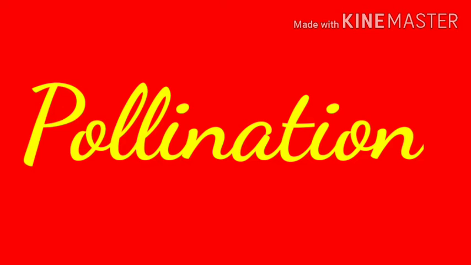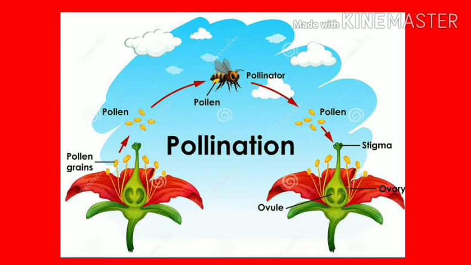The next question: by which process? Which is the main process for fruit formation from flowers? Yes, of course, that is pollination. Then what is pollination? Yes, pollination is the transfer of pollen grains from anther to stigma, right? That is called pollination.